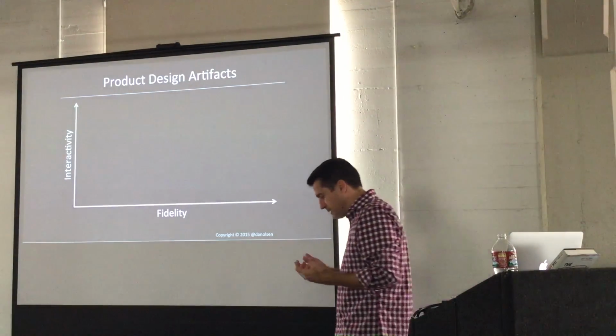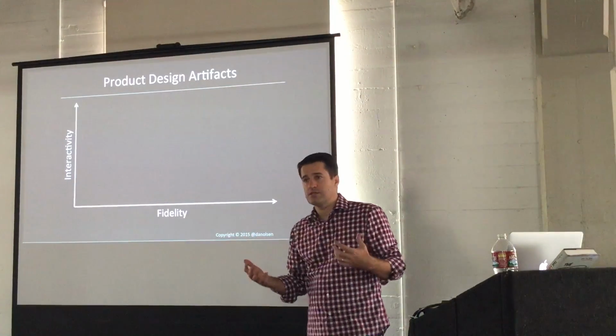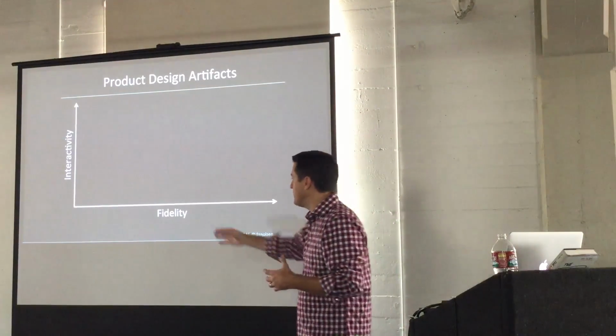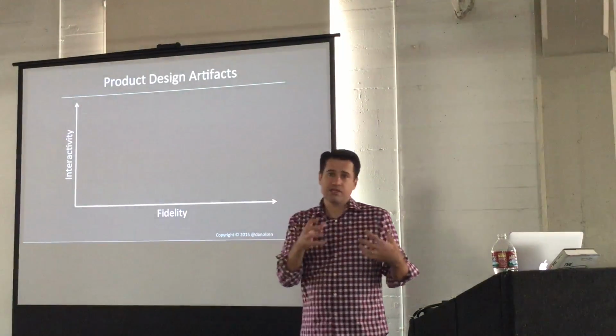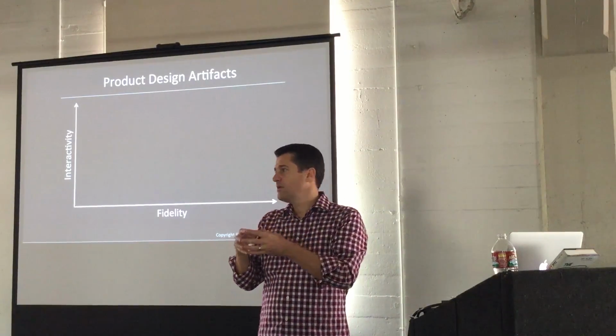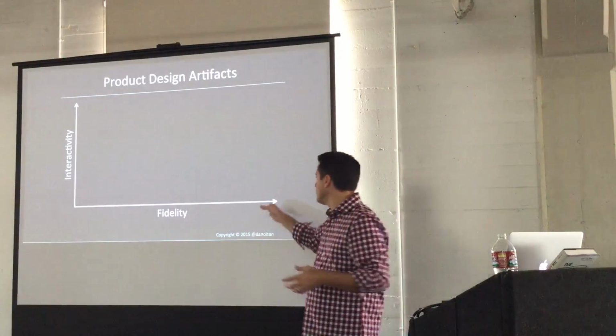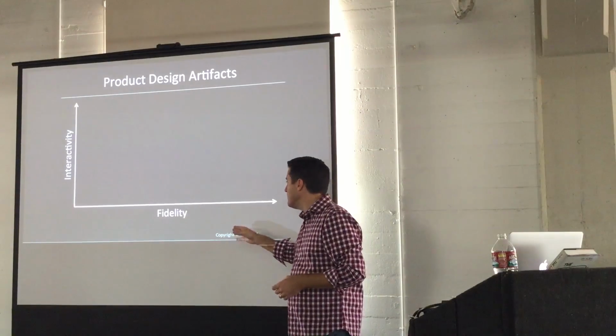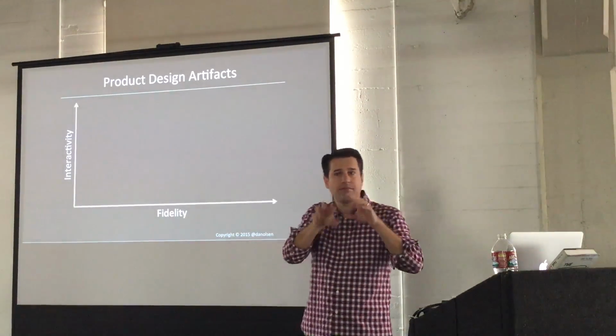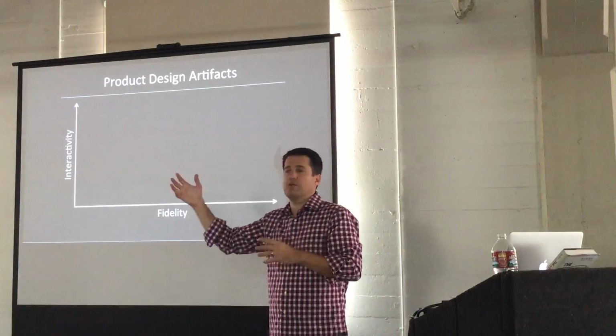Now when we build these prototypes or design artifacts, there's a range of choices. And I like to categorize them by fidelity, which is how closely it looks and feels, kind of pixel-level perfection, like the final product, and interactivity, how much I can play with it and click on it, tap on it, like the final product.